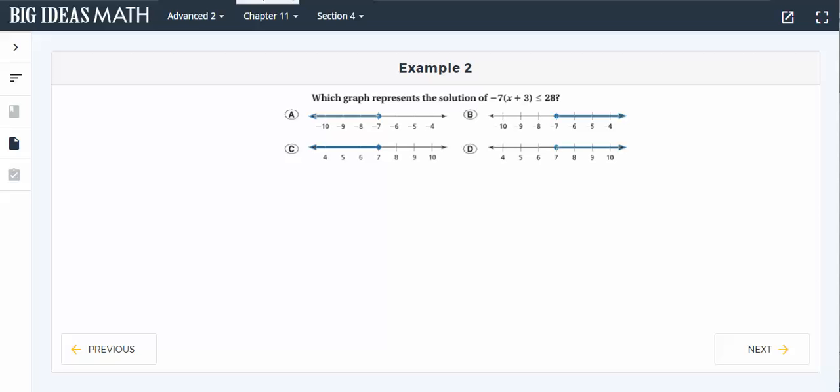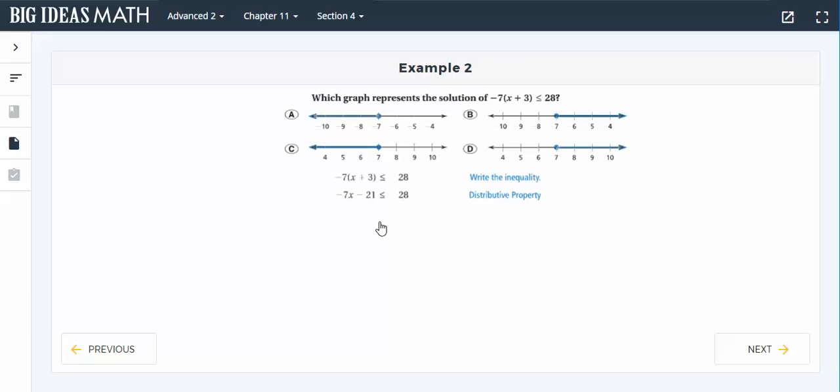For example 2, we are asked which graph represents the solution of negative 7 times the quantity x plus 3 is less than or equal to 28. And we have 4 things to choose from. But before we choose, we should begin by distributing the negative 7 throughout the parentheses.